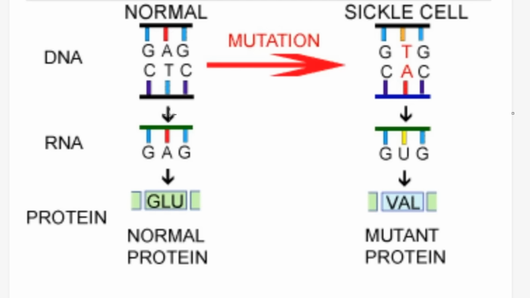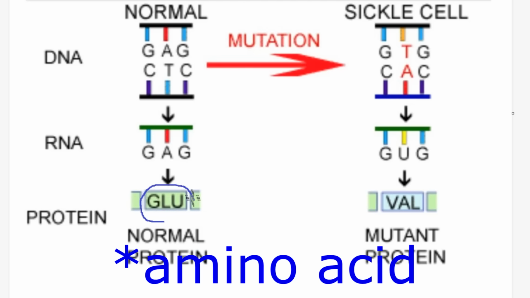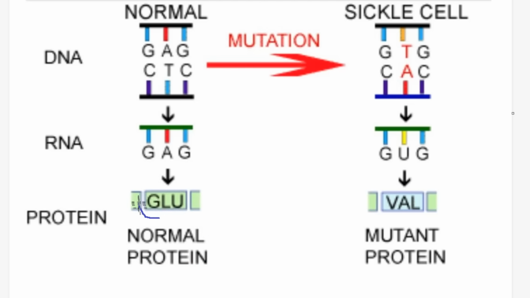And this here, the mRNA that's going to be built from this, C is going to pair with G, T is going to pair with A, C is going to pair with G, right? That shouldn't be a problem. And that codes for a protein here, GLU, glutamic acid.